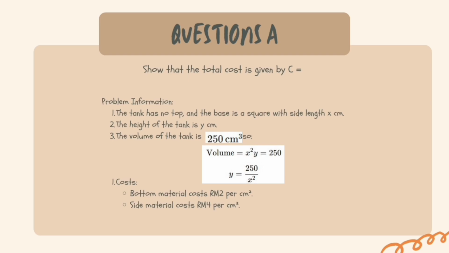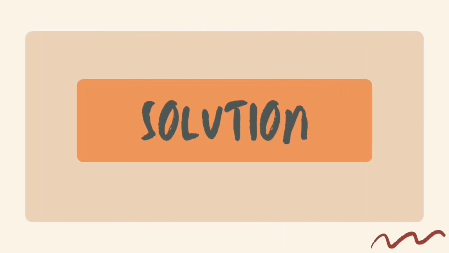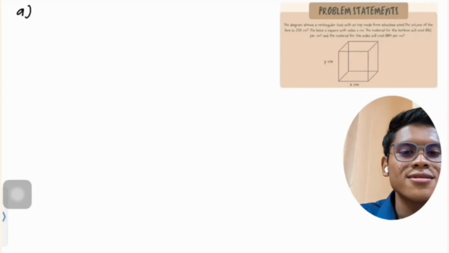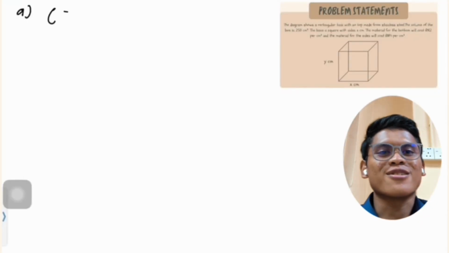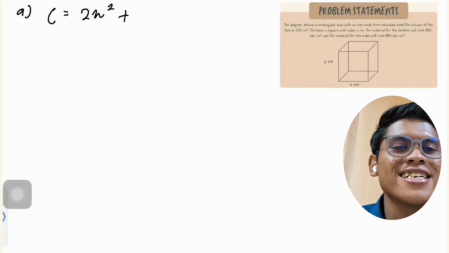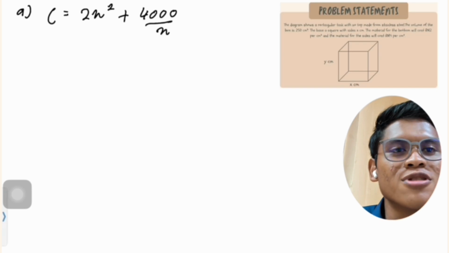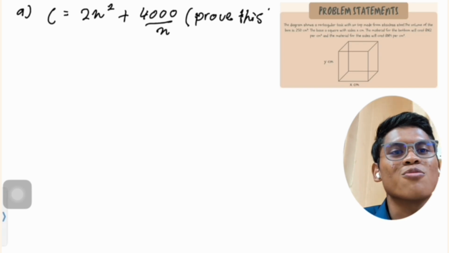The cost for the bottom material is RM2 per cm squared, while the side material costs RM4 per cm squared. Okay, now for the question that was given, it's C equals 2x squared plus 4000 over x. We need to prove this equation.